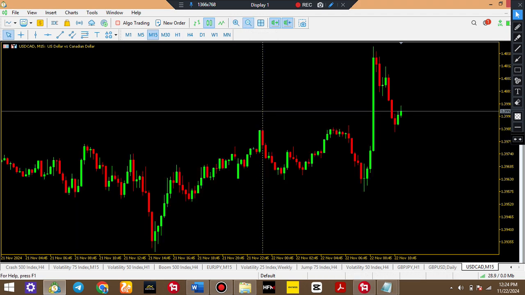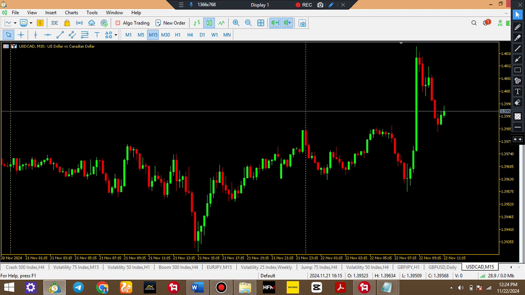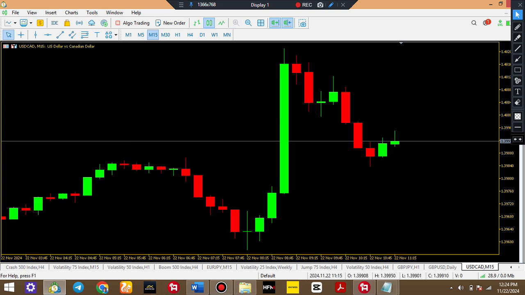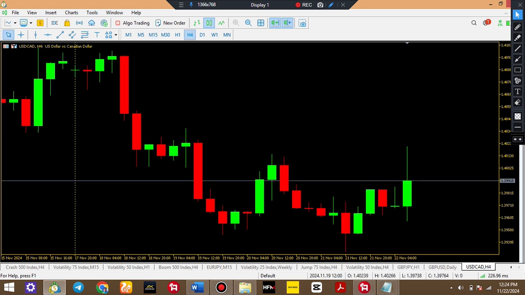In your 15 minutes, all you want to see is price giving you a change of character, then giving you a buy opportunity. So this is how you should approach the market using top-down analysis, because when you approach the market the wrong way, definitely you will get a wrong result. That means your trade may not go in your direction.